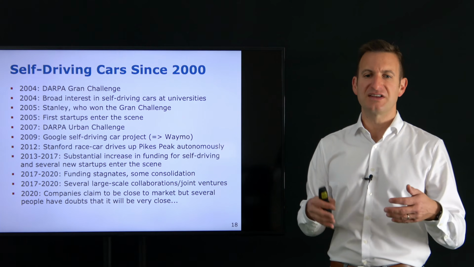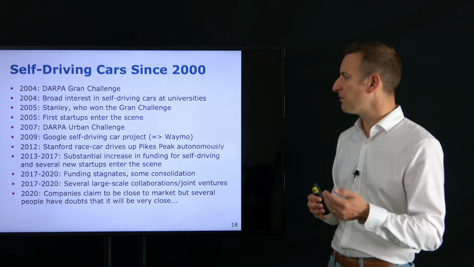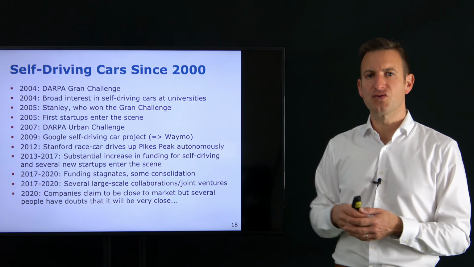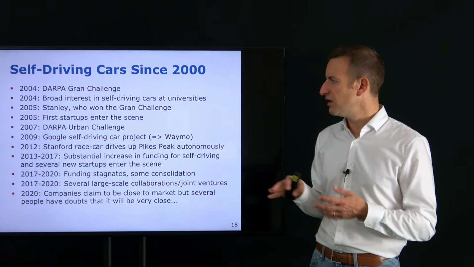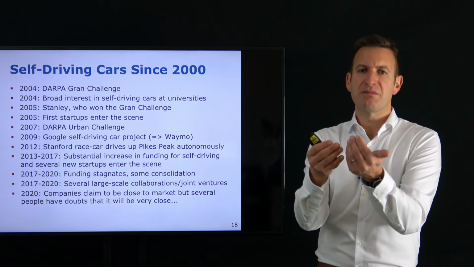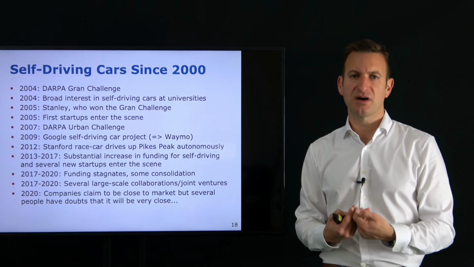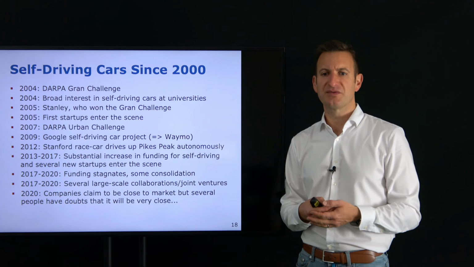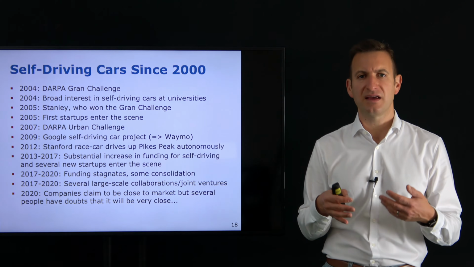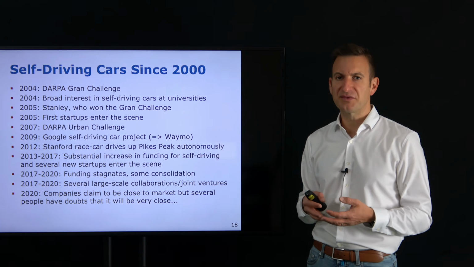This has also led to further developments. For example, the Stanford race car was used to drive up Pikes Peak very fast, a mountain road in Colorado, showing impressive results. And all those developments of having public demonstrations showing the potential of those self-driving cars also led to a substantial increase of funding. So from around 2013 on, the funding that has been put into autonomous driving increased substantially.